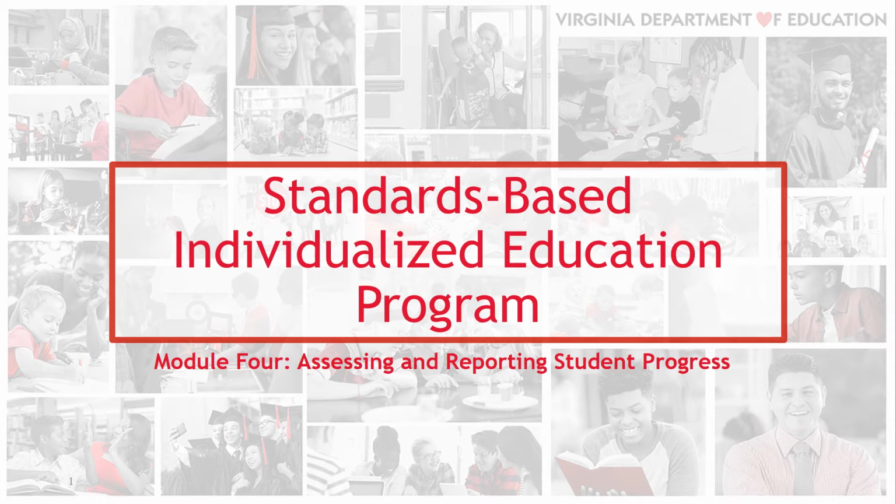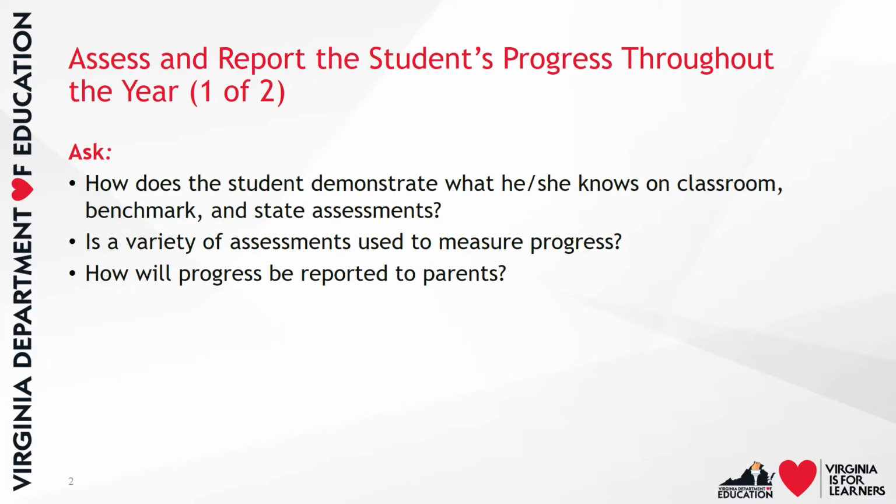Progress must be reported at least as often as parents of non-disabled students are informed of their child's progress, so check your local school division's progress reporting schedule to determine the required dates. As you assess and report the student's progress throughout the year, ask yourself, how does the student demonstrate what he or she knows on classroom, benchmark, and state assessments? Is there a variety of assessments used to measure progress, and how will progress be reported to parents?